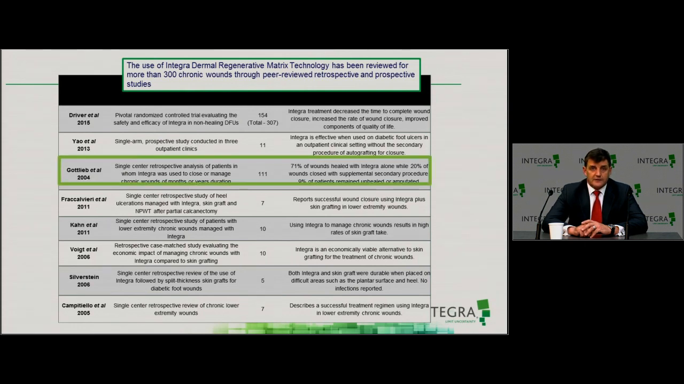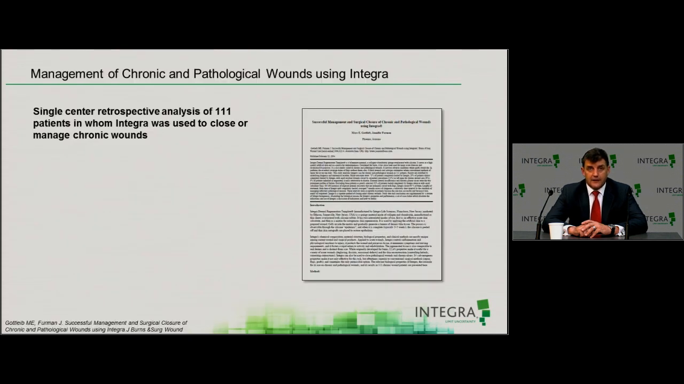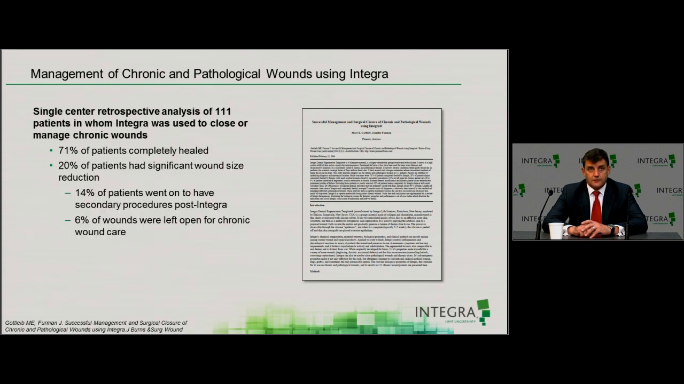Dr. Gottlieb's trial itself was, again, not really a trial, but a retrospective review of his experience, but very vast experience, interestingly done with some wonderful histology and other work, and I recommend that paper to any of you who have a chance to take a look at it. 111 patients, as noted already. Interestingly, 71% of them completely healed with no secondary surgery. 20% had significant wound size reduction, but 14% of those patients went on to have Integra, another skin graft or something of that nature, and 6% went on to just close with a delayed secondary intention, and only 9% of patients remained unhealed.